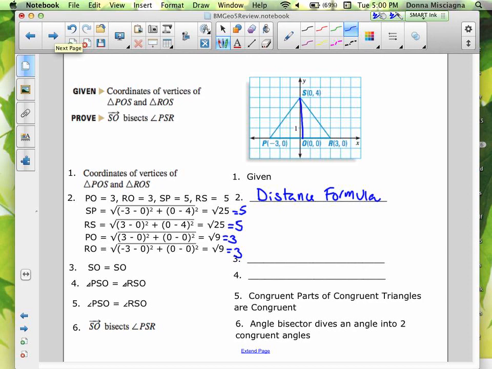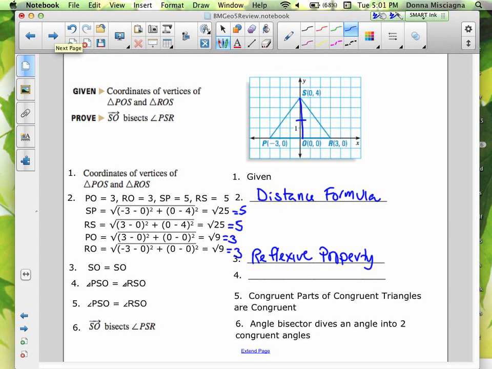Step 3 here, we have SO is congruent to SO. Why is something congruent to itself? That is the reflexive property. Now that we know that, we can say that triangle PSO is congruent to triangle RSO.